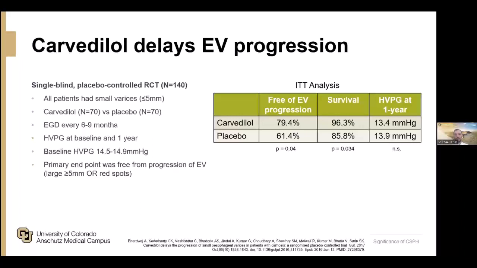And I'm showing you the intention to treat analysis, but the per protocol analysis was almost identical. You can see that again, patients in the carvedilol group had a higher percentage of being free of EV progression. So they were less likely to develop progression of varices. But what's additionally noted in the study that's novel is that there is a survival benefit. And what's further interesting in this study is there is actually no difference in HVPG. So there's a question as to what was really driving this benefit in the study.